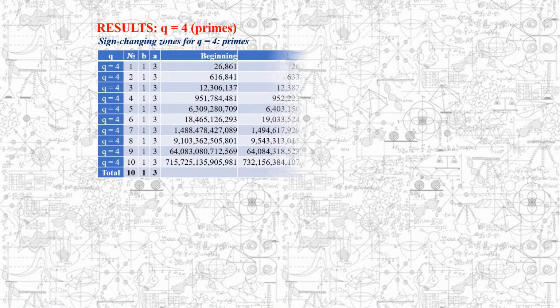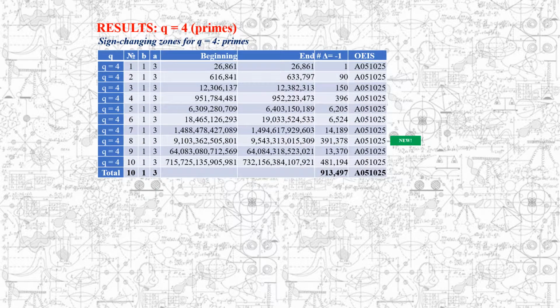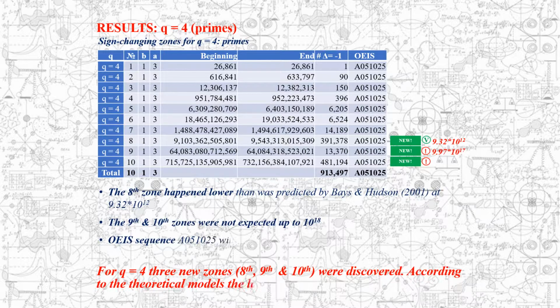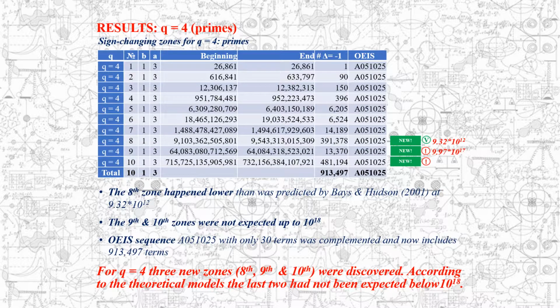For the most studied Modulo 4 race, we found 3 new zones, the 8th, 9th, and 10th. Whereas the 8th zone happened a little bit lower than predicted by Bays and Hudson, 2 other zones were not expected up to 10 to the power of 18. This early appearance requires theoretical explanation as well as revision of the models used to make the prediction.